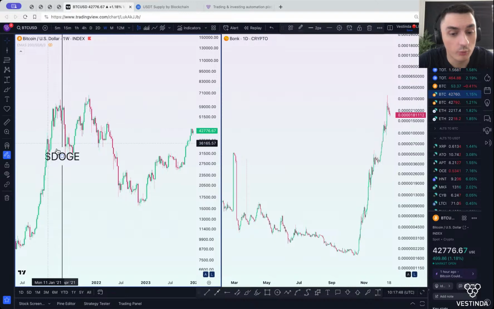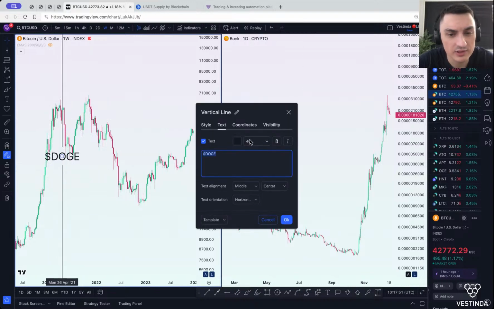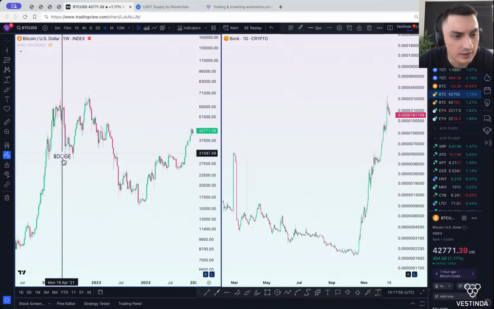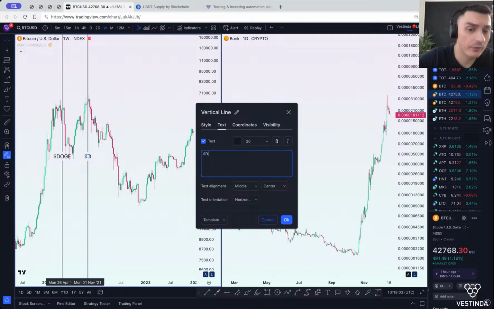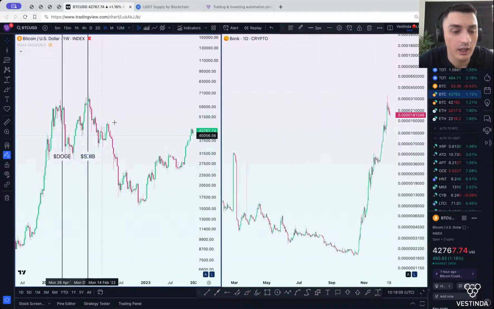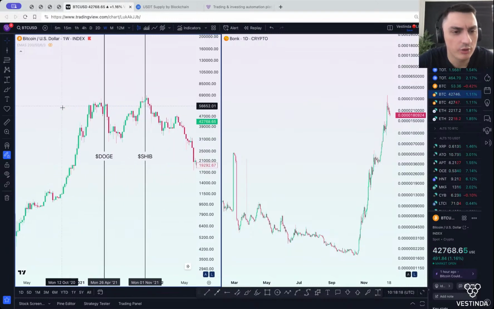Then we had a pretty much similar thing with the Shiba Inu altcoin. So SHIB appeared at around November 2021, if I remember correctly. So you can already notice that Dogecoin was pumped at the market top. So that's kind of interesting.